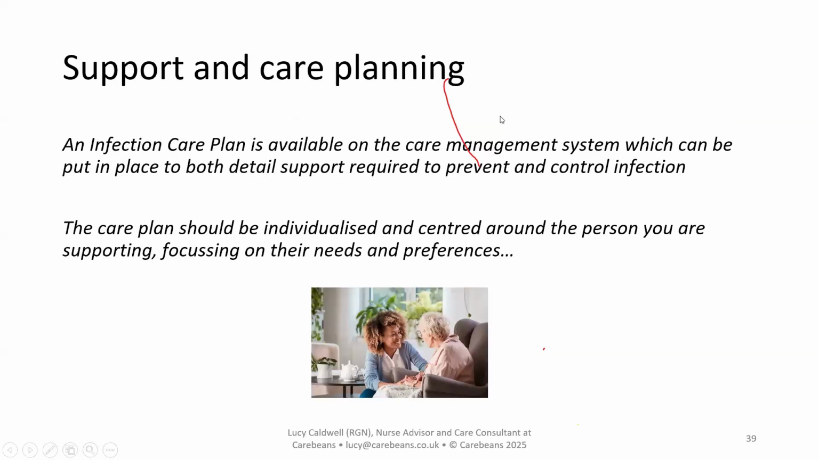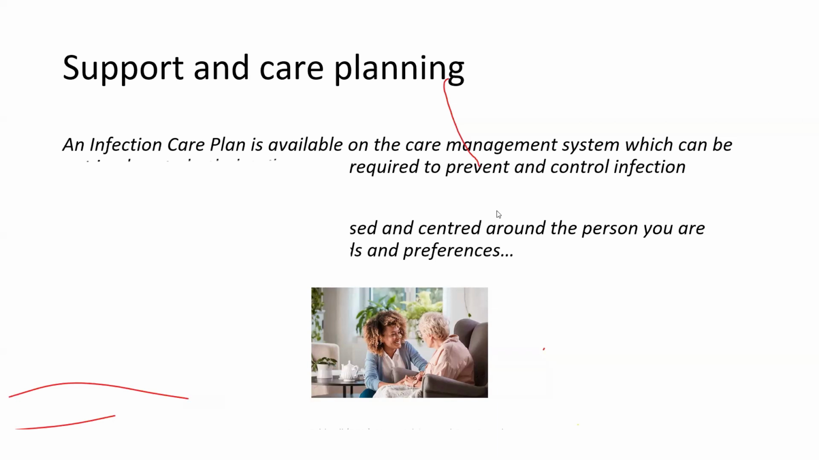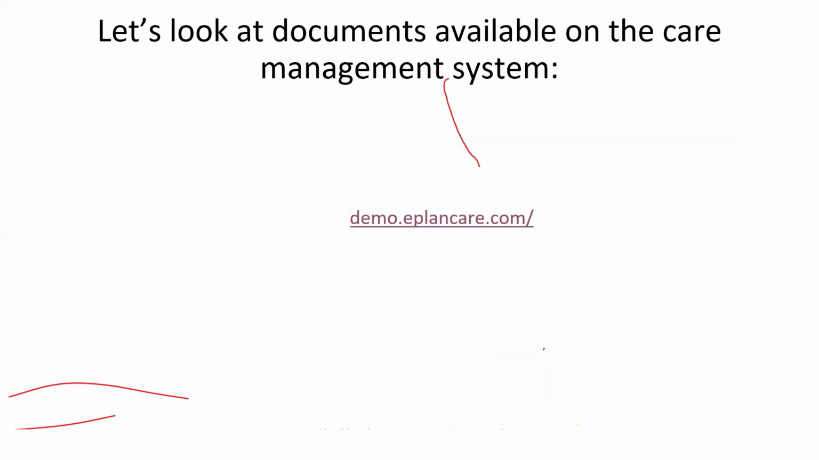So as always, we look at care planning, and if someone has an infection, then it's important to plan properly, especially if they're being isolated. It's important to maintain that good well-being. So we need to put a care plan in place for that person. And we do have care plans on the system for infection, which I'll show you now. And of course, as always, the care plans should be individualised and centred around the person that you're supporting, so focusing on their needs and preferences. So let's have a look at what I mean.